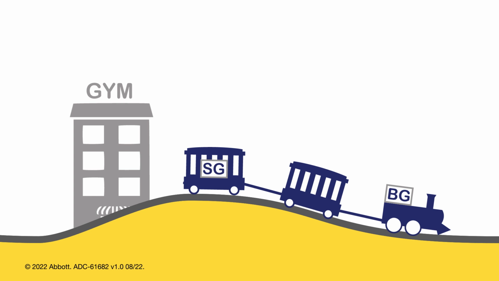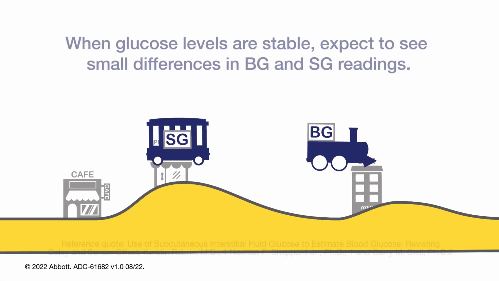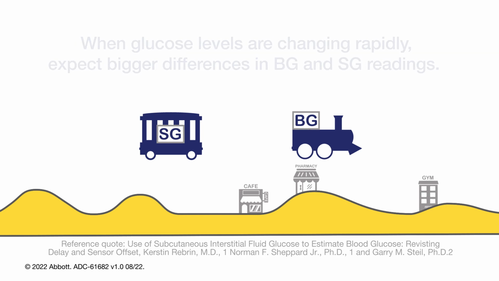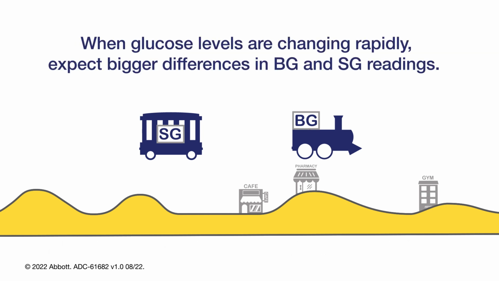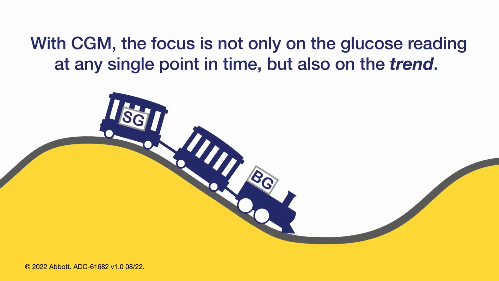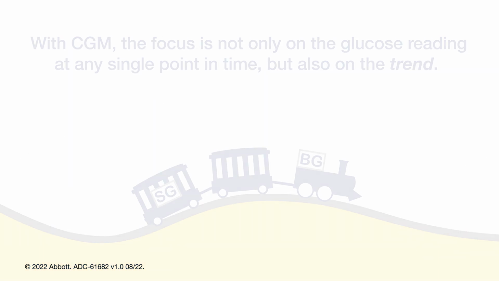There are a couple of important things to keep in mind. When glucose levels are generally stable, expect to see small differences in blood glucose and sensor glucose. However, when the glucose level is changing rapidly, expect to see bigger differences between the blood glucose and sensor glucose readings. It's important to note that with CGM, the focus is not only on the glucose reading at any single point in time, but also on the trend.